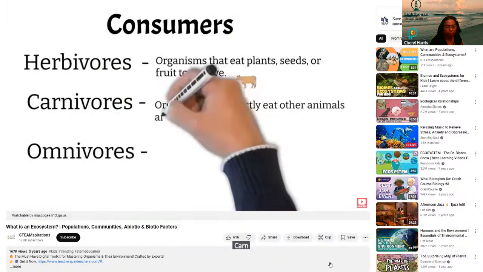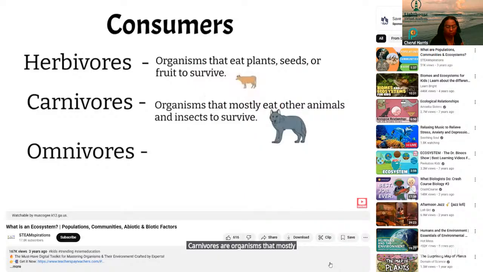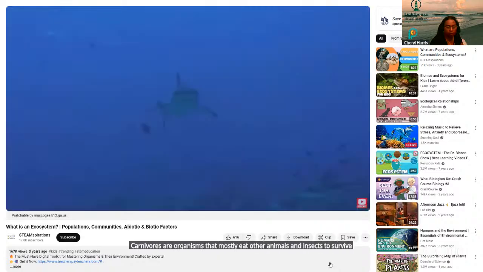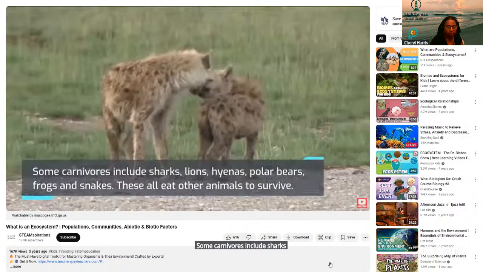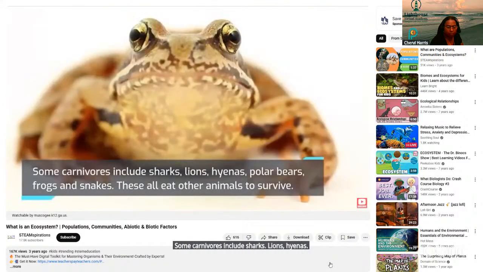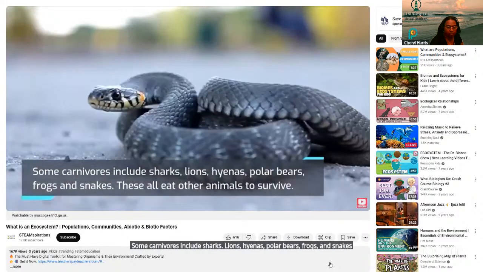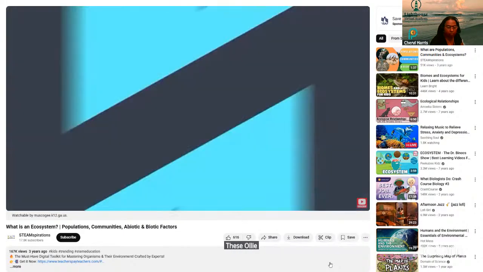Carnivores are organisms that mostly eat other animals and insects to survive. Some carnivores include sharks, lions, hyenas, polar bears, frogs, and snakes. These all eat other animals for survival.